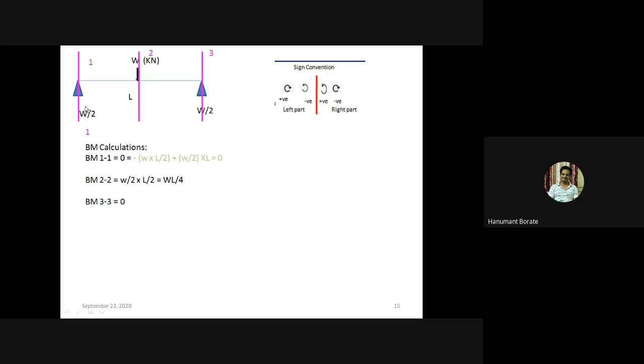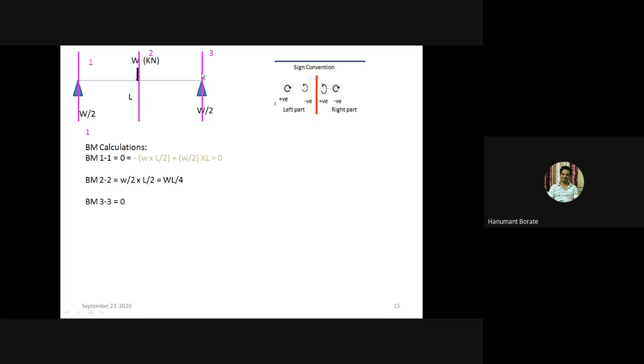So in the left part, how many forces are acting on the beam? Only one force, that is W by 2. So to calculate the bending moment, we need to take the moment of this force. The moment of this force is W by 2 into L by 2 distance. In this way, we'll get the moment WL by 4 kilonewton meter. So bending moment at section 2-2 is WL by 4 kilonewton meter.